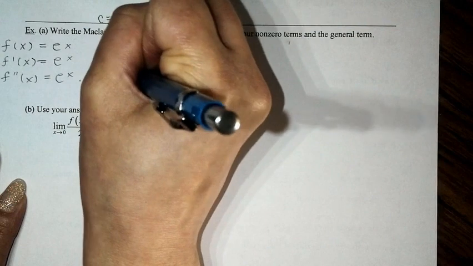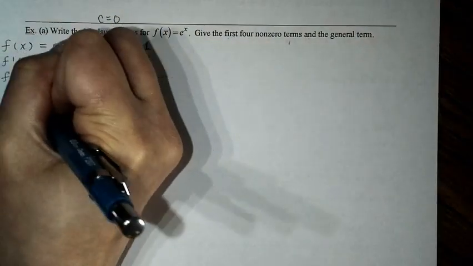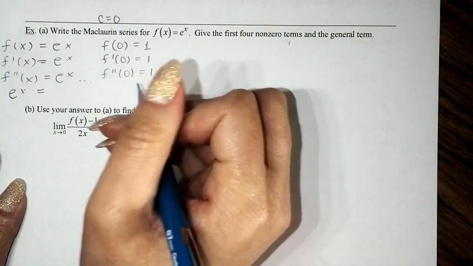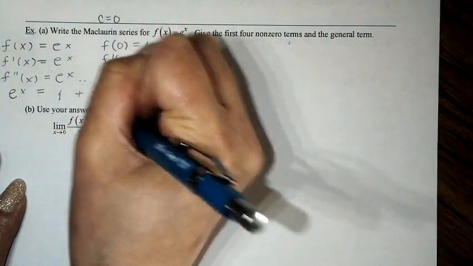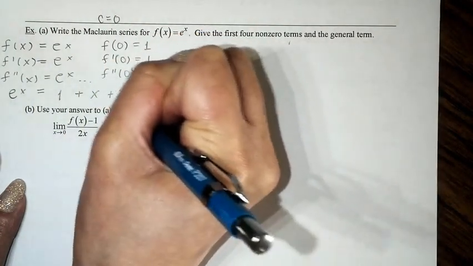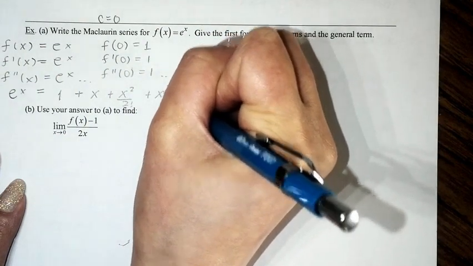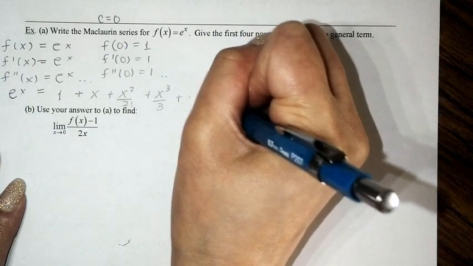F double prime of 0 is going to be also 1. So dot dot dot, you can see that, okay? So you know that e to the x is going to be the Taylor polynomial centered at 0, which is going to be what? 1 plus x divided by 1 plus x squared divided by 2 factorial plus x to the power 3 divided by 3 factorial. How many terms? 4. 1, 2, 3, 4 plus dot dot dot.